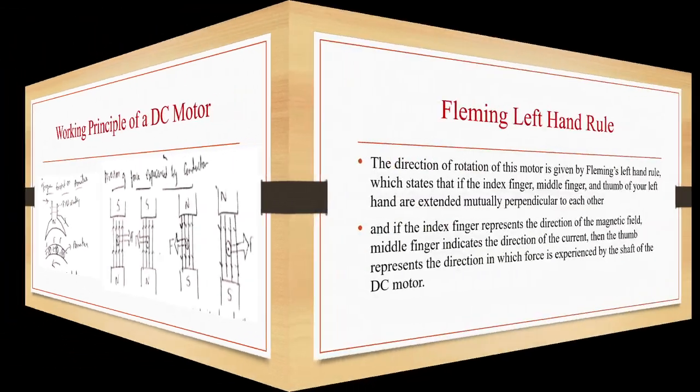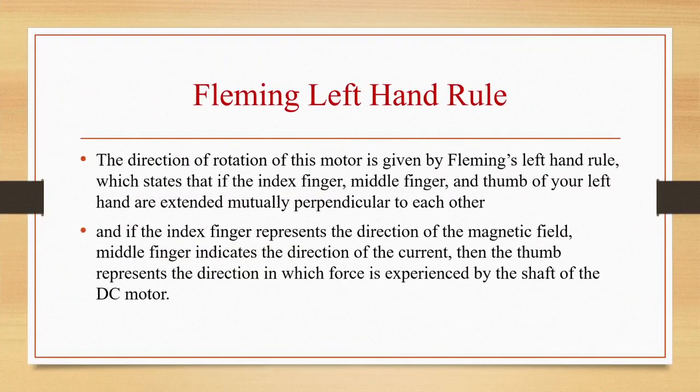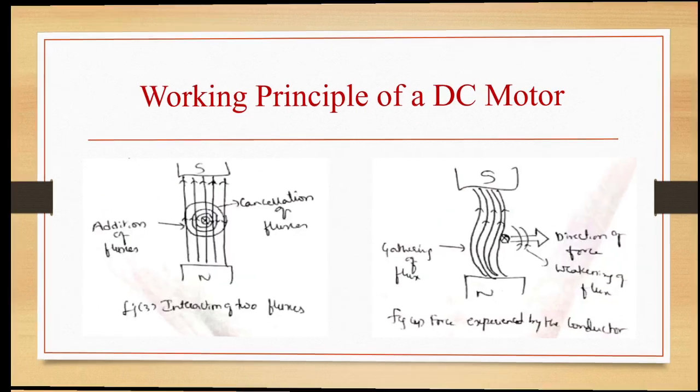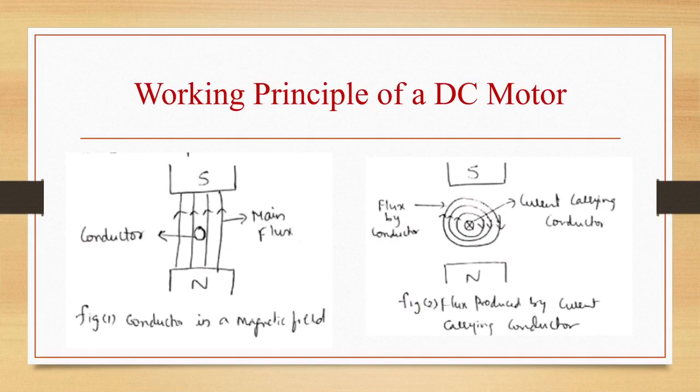Let us first see Fleming's left hand rule. We will see the principle of operation only. See here, there are 4 diagrams by which we can understand the operating principle of a DC motor.